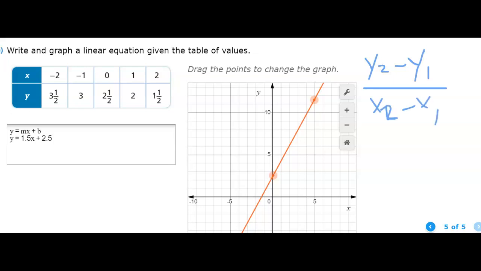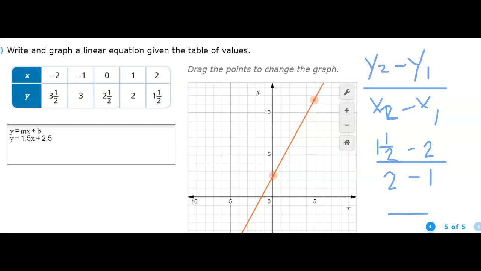Okay, so I chose the points. I chose these points here, these last two here. So my y2 would be 1.5 minus y1, which would be, excuse me, 2, over x2, which would be 2 minus 1. And I think I had these switched the other way before, so I just wanted to make sure I clarified.